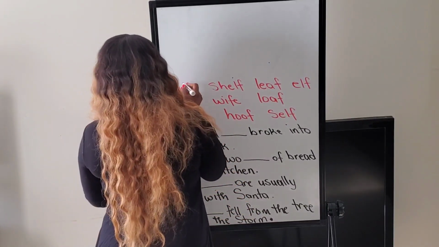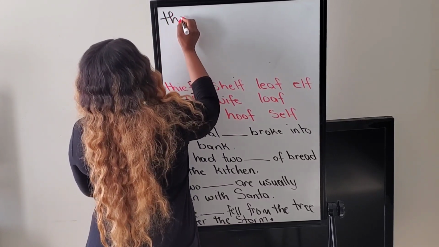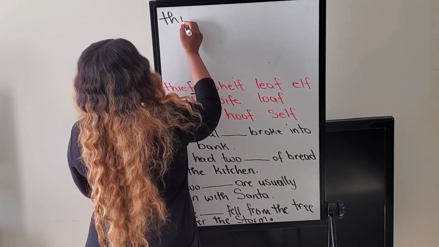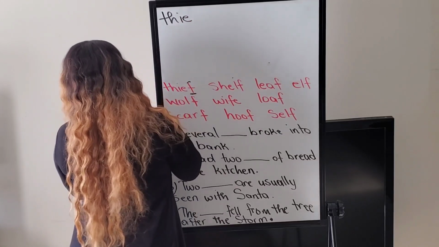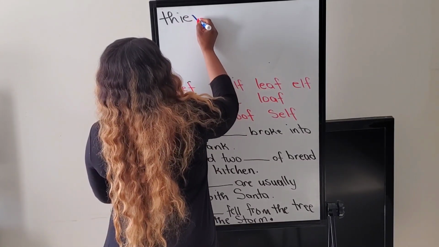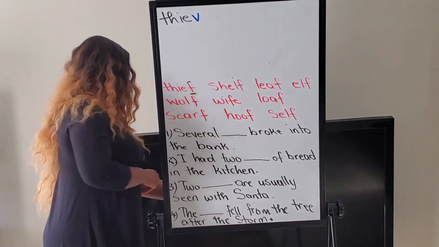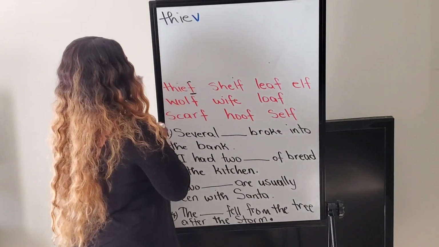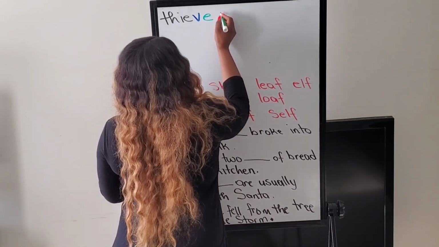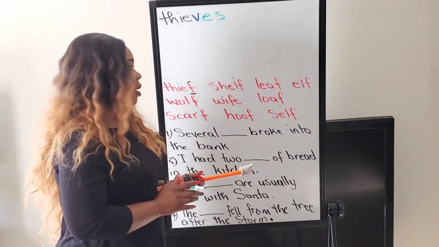Okay, good. So this is thief. Now the THIE. Instead of that F though, you'll change it to V, and then you'll add what? What will you add? ES. Beautiful. So one thief, but several thieves went into the clothing store.